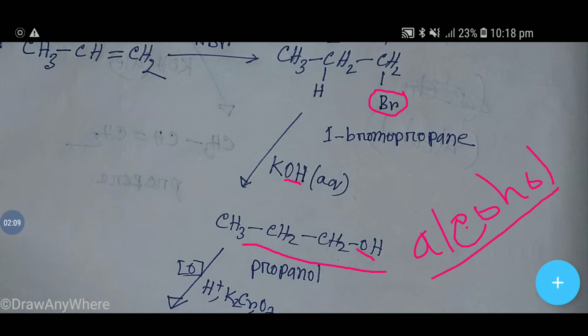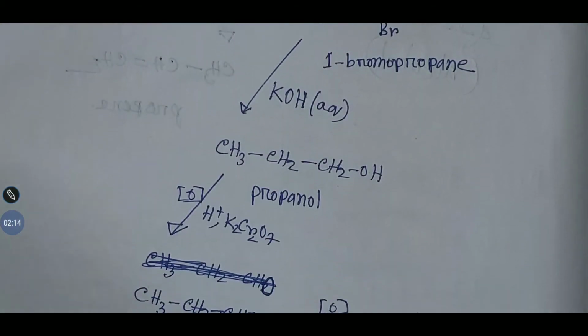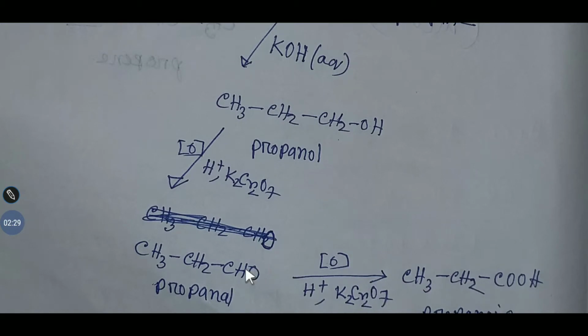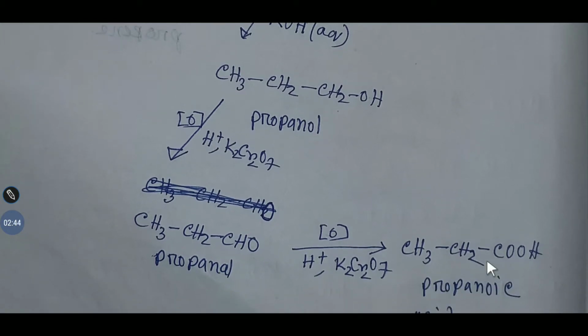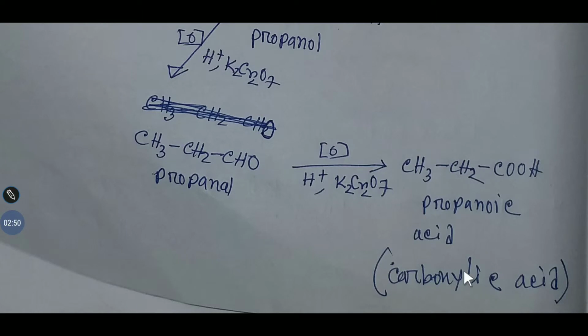Now if you oxidize this propanol by sulfuric acid and potassium dichromate, then the alcohol will convert to an aldehyde, right? So we are getting here propanol to propanal. And again, if you oxidize this compound by potassium dichromate and sulfuric acid, then you will get propanoic acid, right? And this is of course a carboxylic acid.